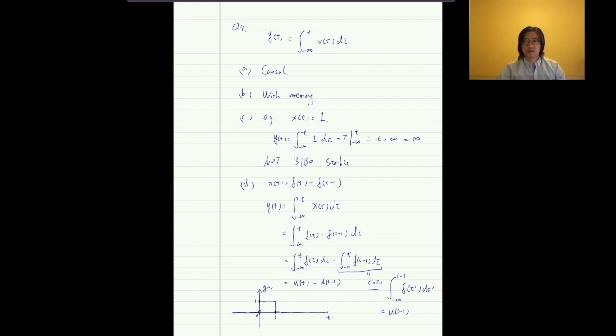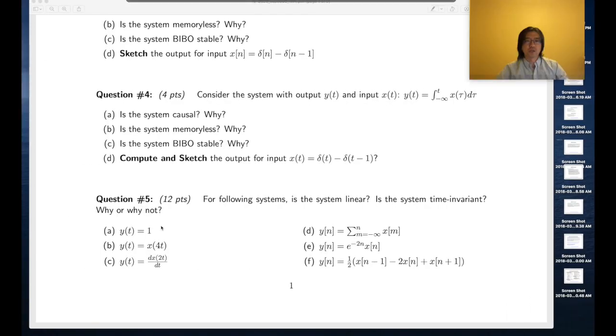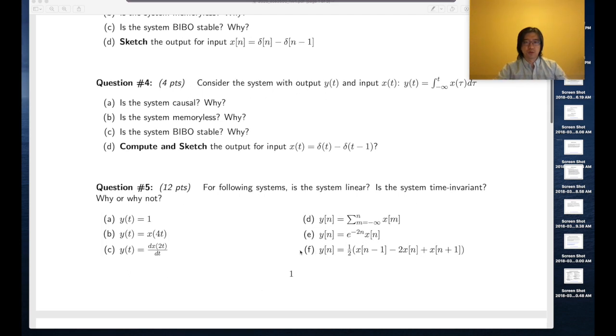Next, let's take a look at question number 5. For this question, we're moving to the properties of linearity and time invariance. We have the following 6 questions to solve, so let's solve them one by one. The first question is y(t) equals 1. This basically means that no matter what the input is, the output is always 1, right? So first, let's see the linearity.